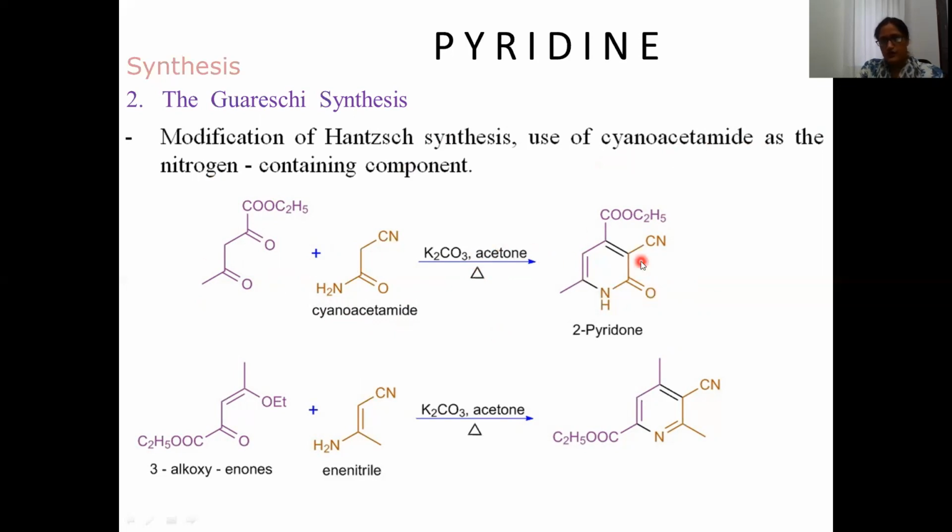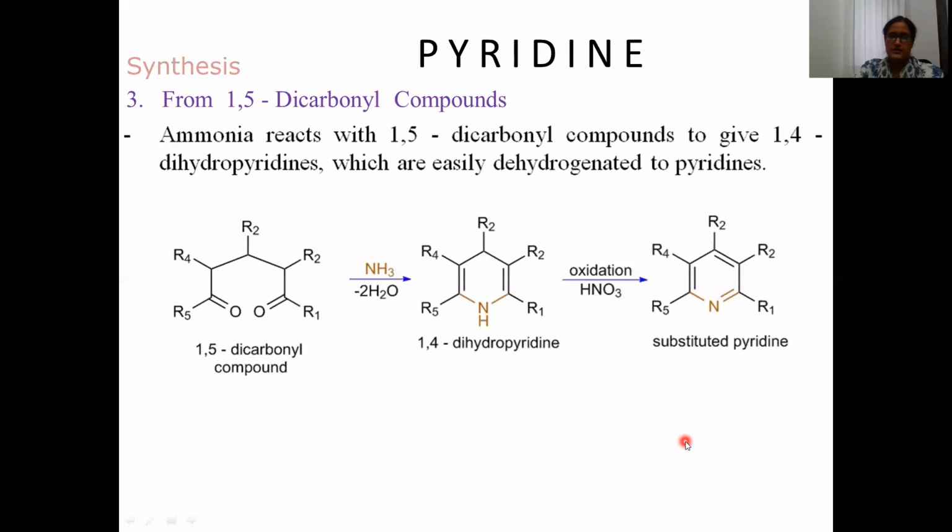it forms the pyridone. By the condensation process, this nitrogen and carbon bond will be formed over here. This carbon and this carbon will be joined together here and form the 2-pyridone. Another example, 3-alkoxyenones with nitriles, we can form the 2-pyridone. Another synthesis is from the 1,5-dicarbonyl compounds.